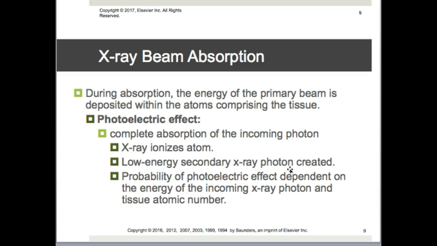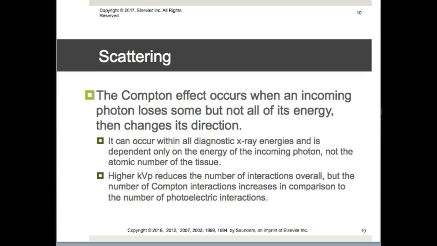During absorption, the energy of the primary beam is deposited within the atoms comprising the tissue. So we have what's called photoelectric effect, where there's complete absorption of the incoming photon. The X-ray ionizes the atom, so a low energy secondary photon is created, and we're going to talk a little bit more about this. The probability of photoelectric effect depends on the energy of the incoming X-ray photon and the tissue's atomic number. So it's really important to know the difference between photoelectric effect and Compton.